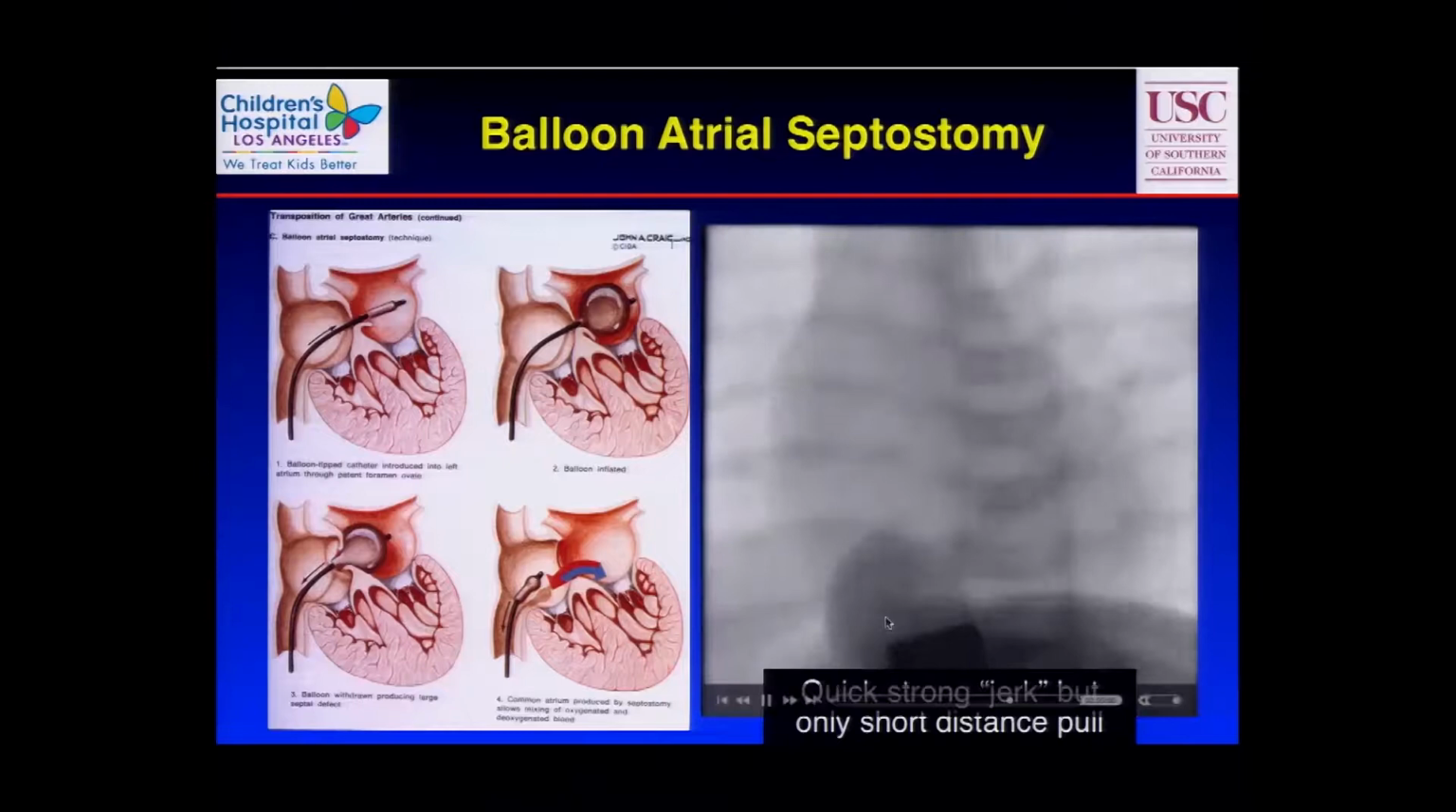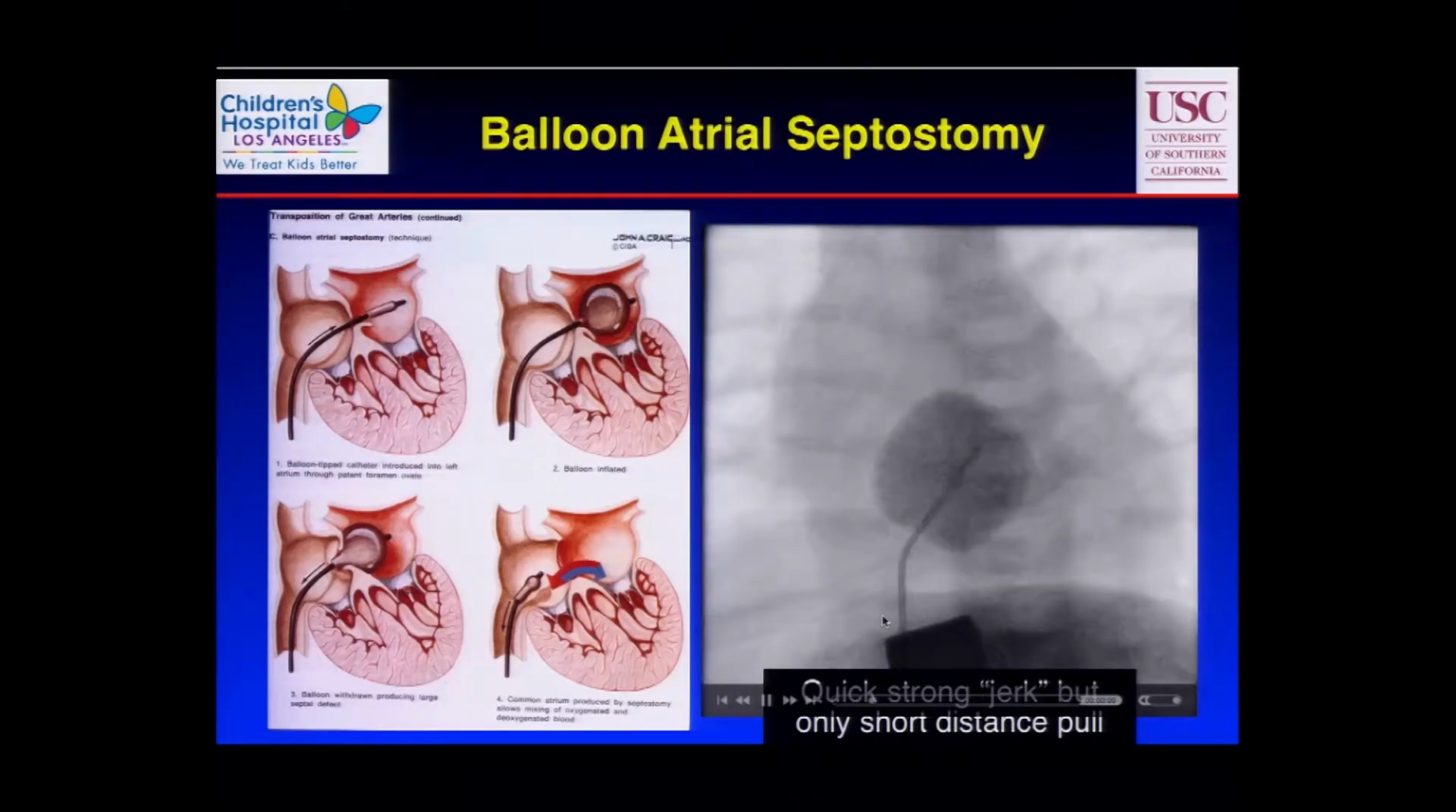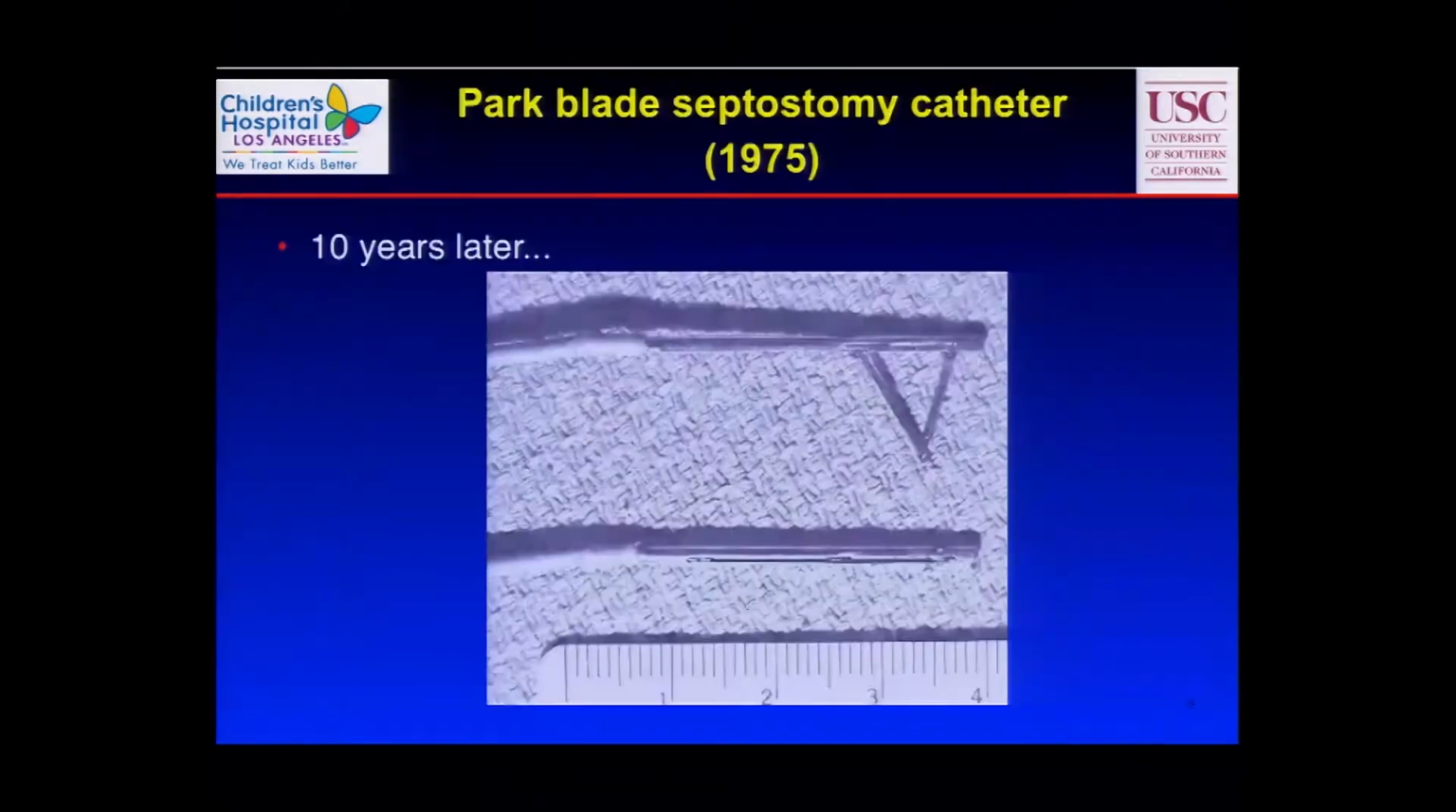This is what it looks like, you know, a strong but short distance jerk. We don't do this much in the cath lab anymore. We do it with echo machines, but pretty much the same procedure as back in 1966.